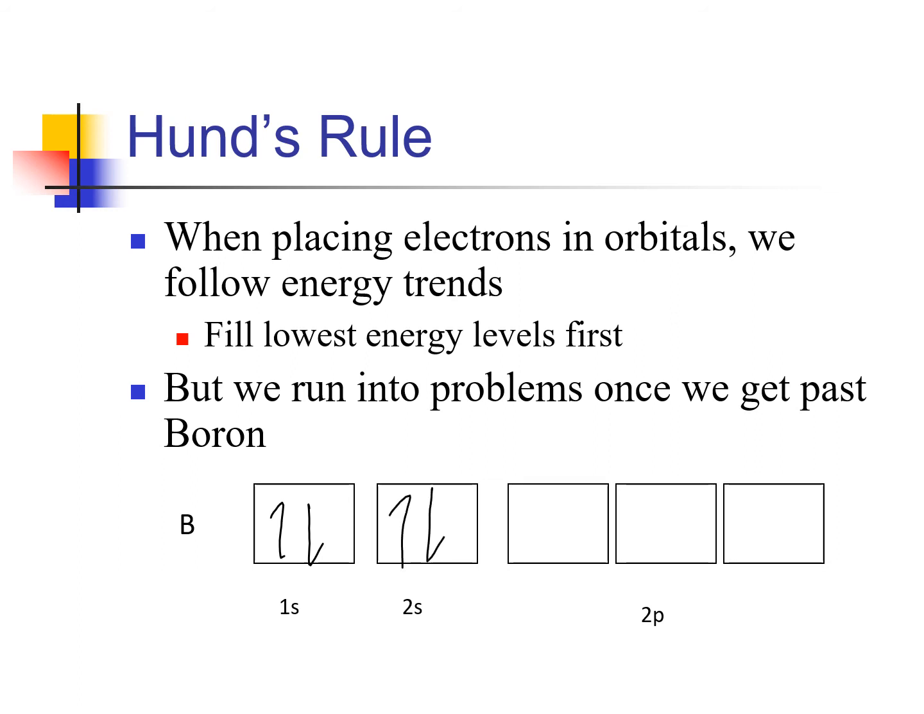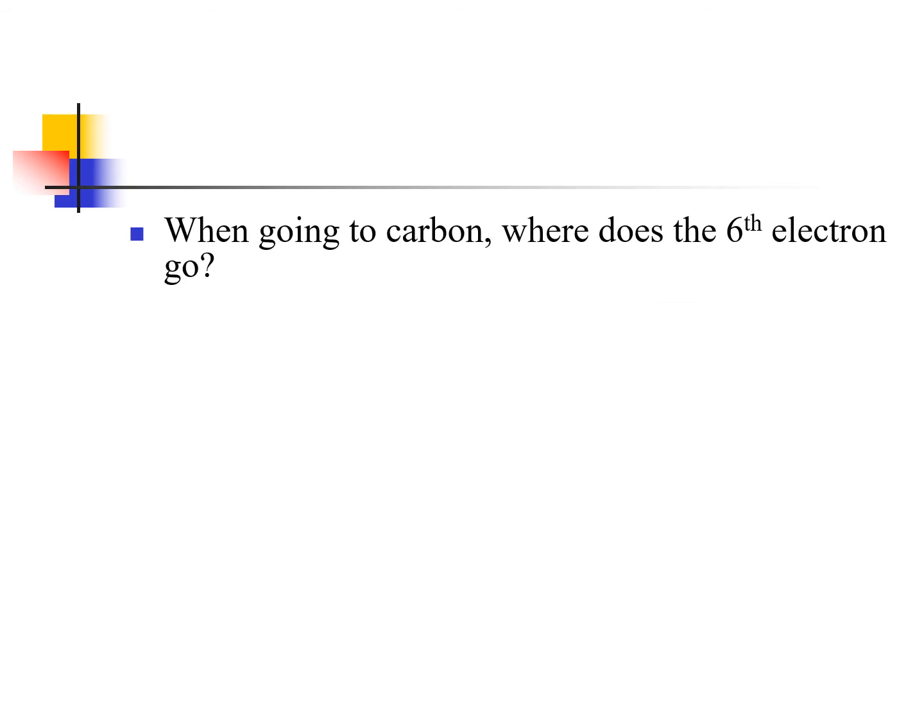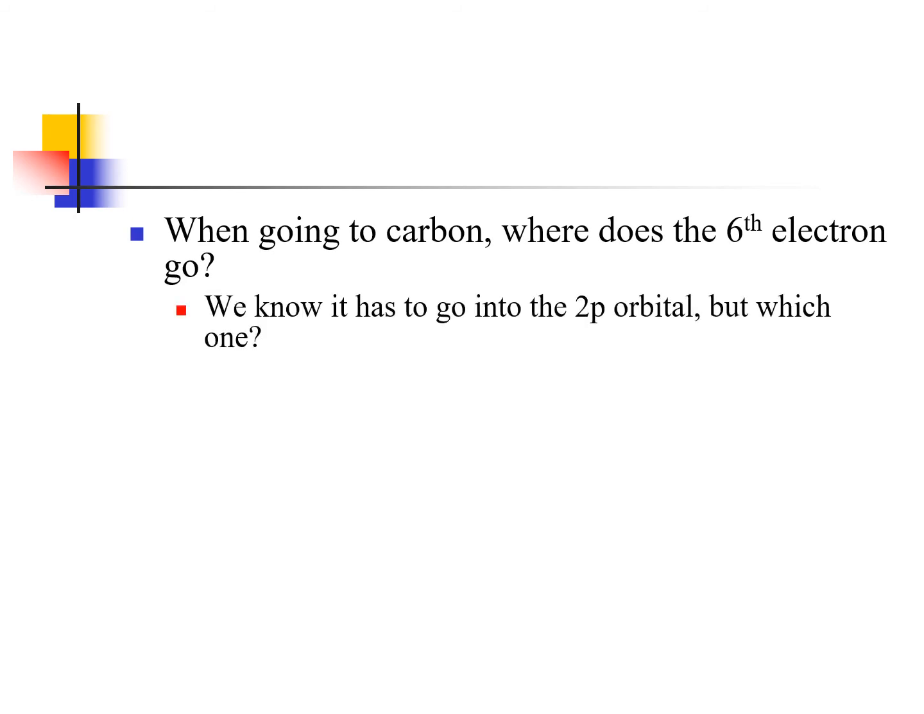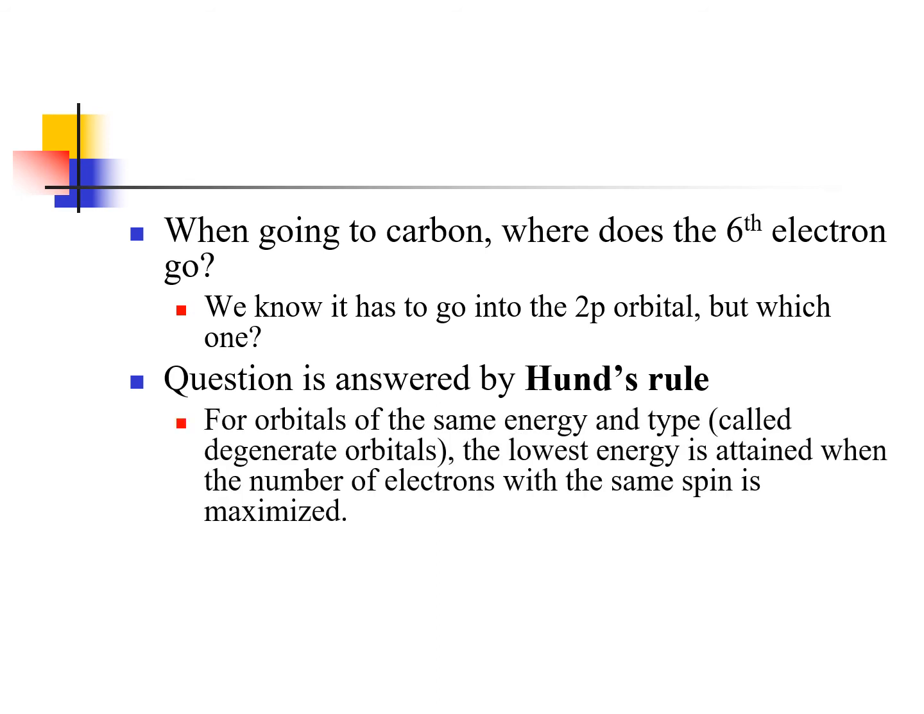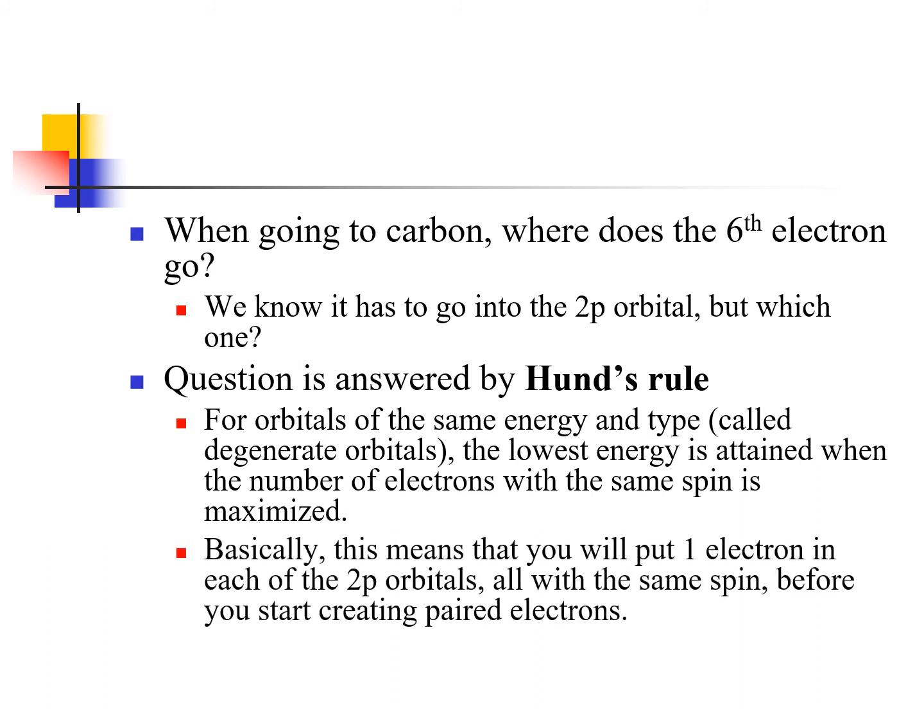So now we run into a problem because we have 3 of the 2p orbitals, and we need to figure out which one we put them in. So where does that 6th electron go? We know it has to go into the 2p, but which one? It's answered by Hund's rule, which tells us that for orbitals of the same energy and type, we call those degenerate orbitals, the lowest energy is obtained when the number of electrons with the same spin is maximized. Basically, it means we're going to put 1 electron in each of the 2p orbitals, all with the same spin, before we start creating paired electrons.